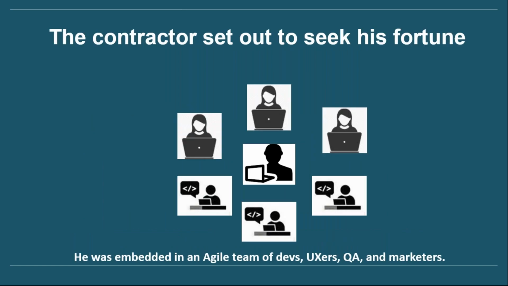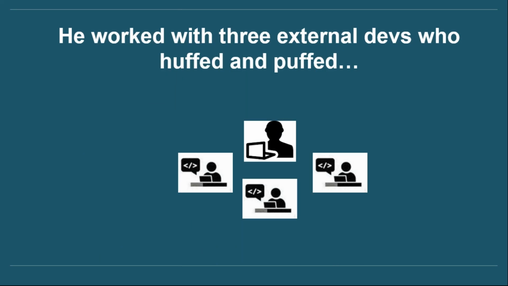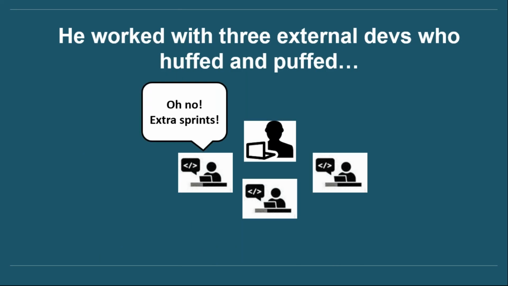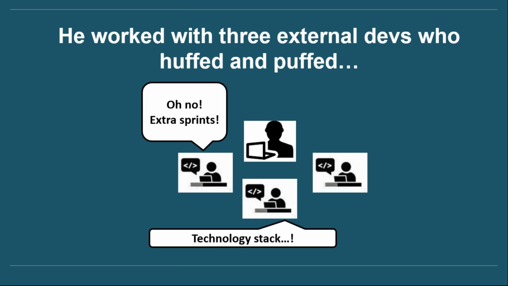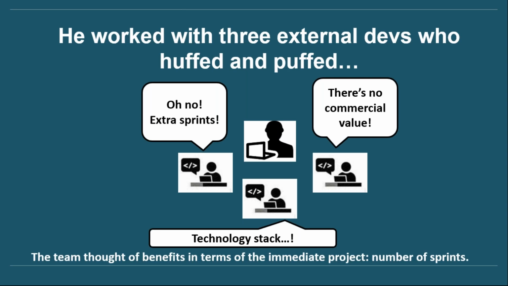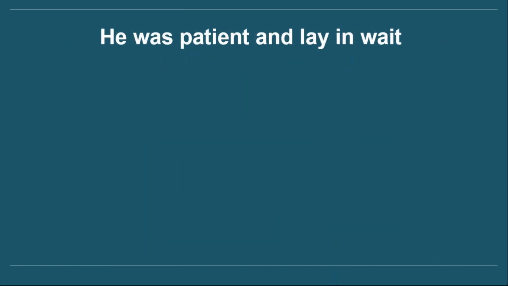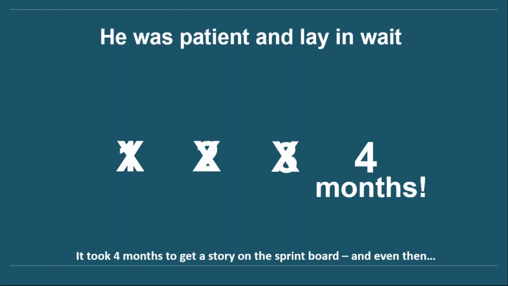So the contractor set out to seek his fortune, and he was embedded in an agile team of developers, UXers, QA, and marketers. Now, he worked with 3 external devs who huffed and puffed and said, oh no, what you want to do, too many extra sprints to implement it. And somebody said, we can't touch the technology stack, it's impossible. And somebody else said there's no commercial value because the team thought of benefits in terms of their immediate project, which is a number of sprints. This is what we're contracted to do. If you add 3 sprints onto it, we don't see the value. And what had to happen was that, first of all, the tech writer had to be very patient. Not 1, not 2, not 3, but 4 months before they would put one of his stories on the board.